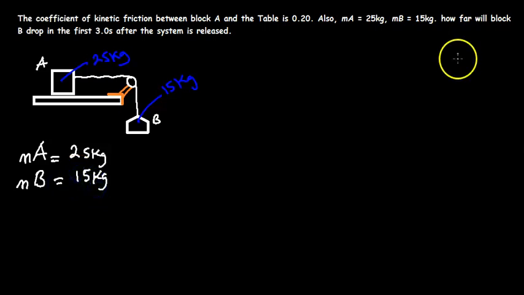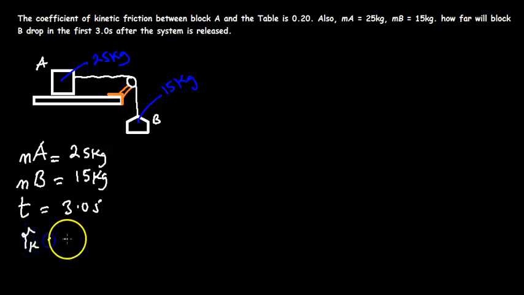And here is the question: how far will the block B drop in the first 3 seconds after the system is released? So how can we solve this problem? Notice that the time which we are given is 3.0 seconds. And here we are given mu k, the coefficient of kinetic friction, to be 0.20. So the first thing we need to do is to consider the net force driving the system.